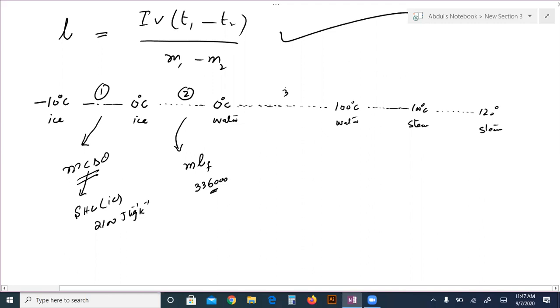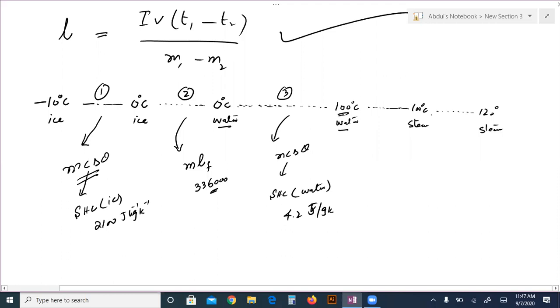And then in number three, no change in state, water, temperature is changing. So again, formula mc delta theta, but this is the specific heat capacity of the water, which is approximately 4.2 joule per gram Kelvin, or 4200 joules per kg Kelvin.